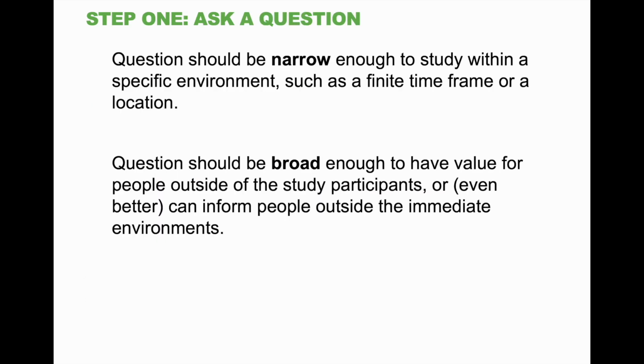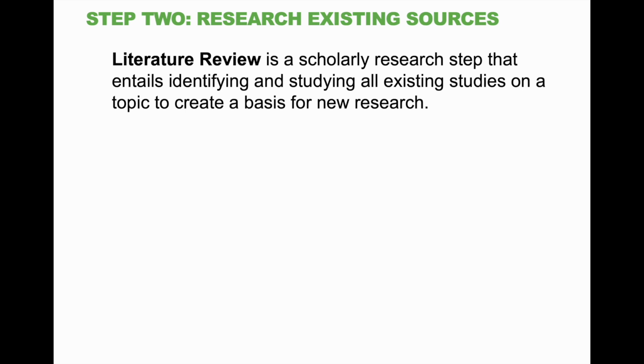Step 1. Ask a question. Questions should be narrow enough to study within a specific environment, such as a finite time frame or a location. Questions should be broad enough to have value for people outside of the study participants, or, even better, can inform people outside the immediate environments. Step 2. Research existing sources. Literature review is a scholarly research step that entails identifying and studying all existing studies on a topic to create a basis for new research.